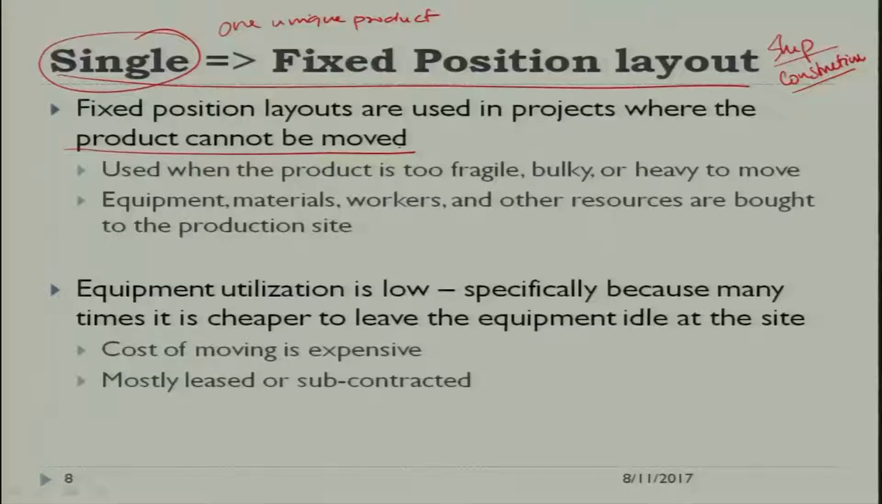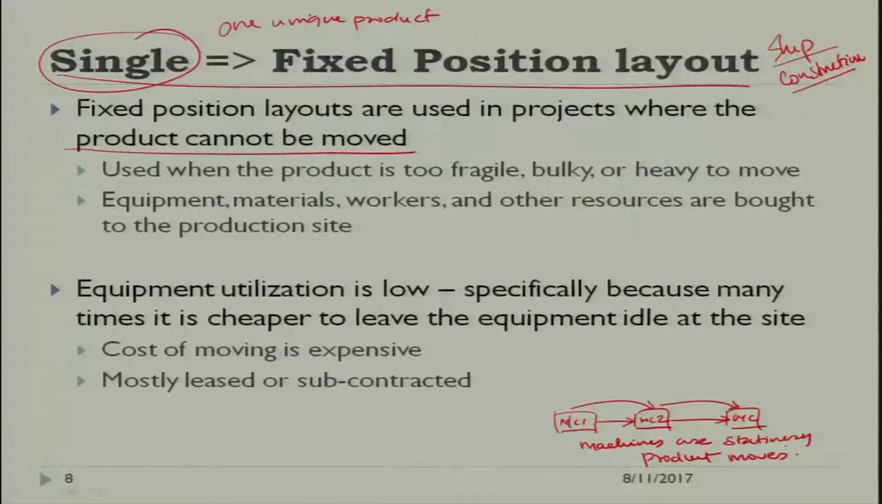The example is this: in a normal manufacturing, let us say you have machines like these. Let us say this is machine 1, machine 2, machine 3, and what happens is the product moves from one machine to another machine to another. So, the machines are stationary, the product moves. This is the conventional manufacturing.